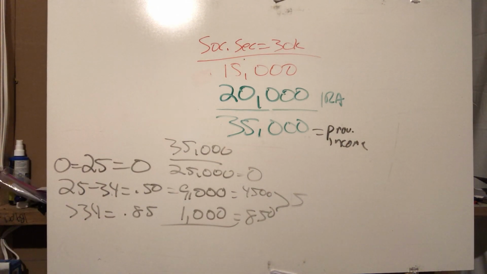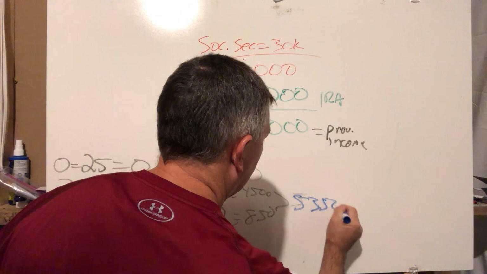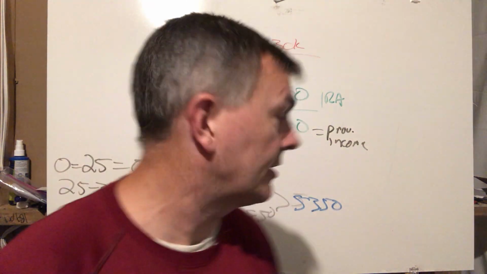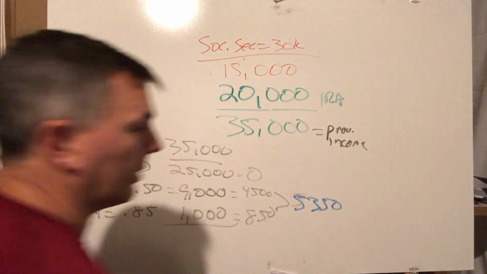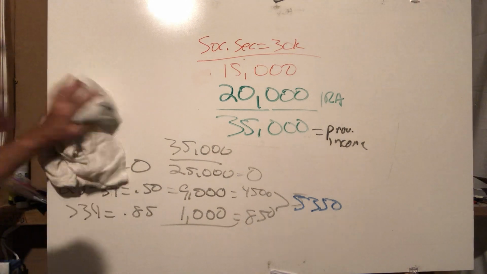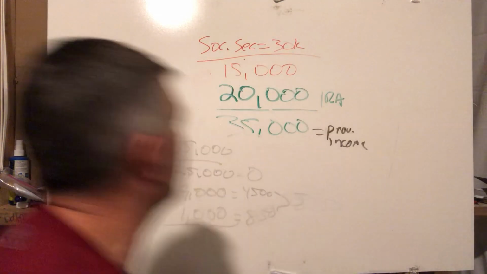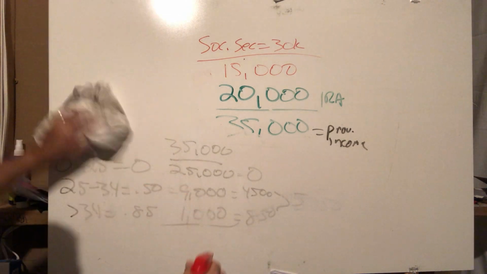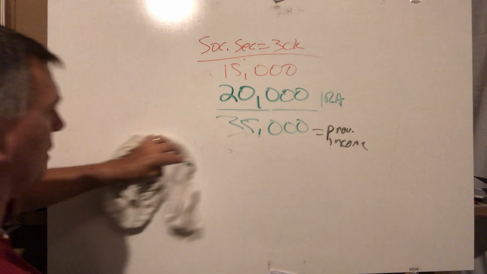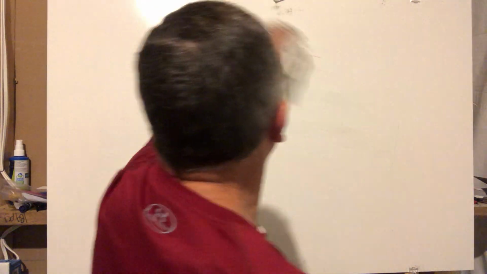Let's try blue then. Sorry, guys. 5,350 is the amount of her Social Security subject to taxation. All right, so now we can erase all this. 5,350 is the amount of her Social Security that is subject to taxation. All right, so 5,350.